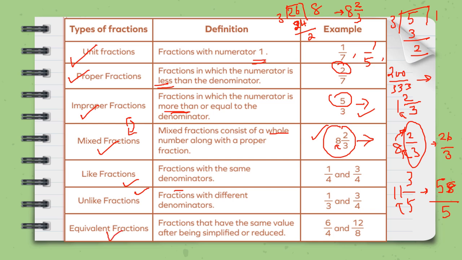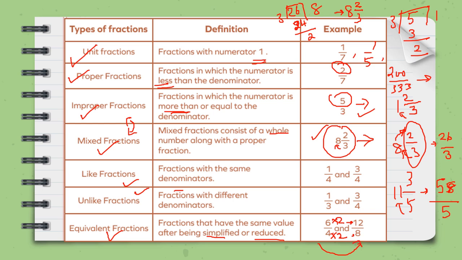So equivalent fractions have the same value after being simplified or reduced. Okay, for example, see 6 by 4 and 12 by 8. I call them equivalent fractions just because I multiply 6 into 2 to get 12, and the same number I multiply with my denominator in order to get 8. So I'm going to multiply the same number with the numerator and denominator to get the next higher fraction. So I call the original fraction and the new fraction equivalent fractions.